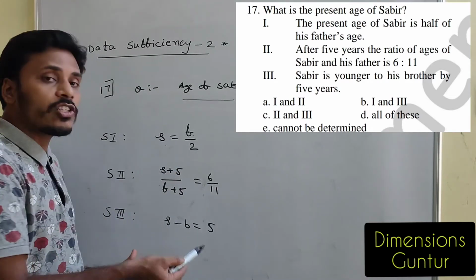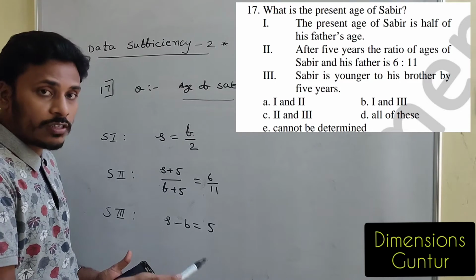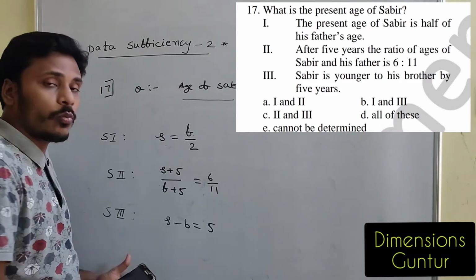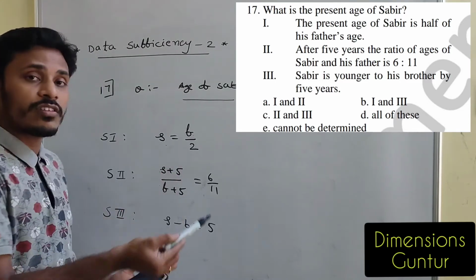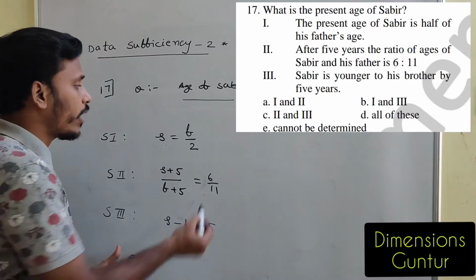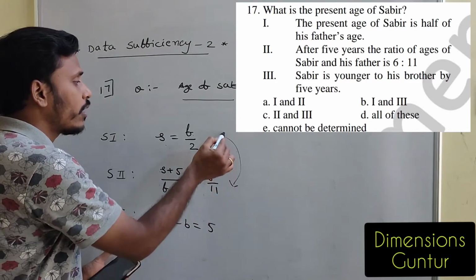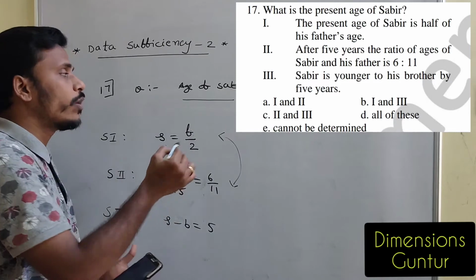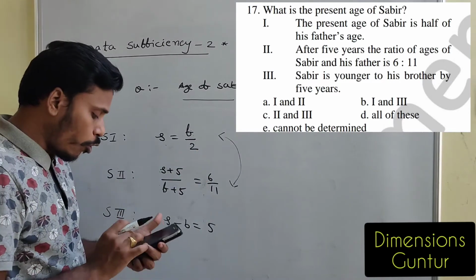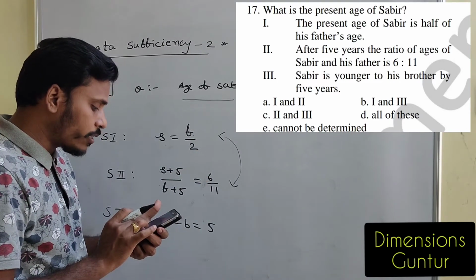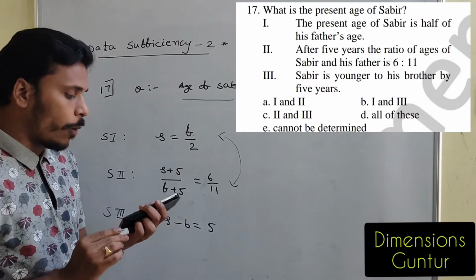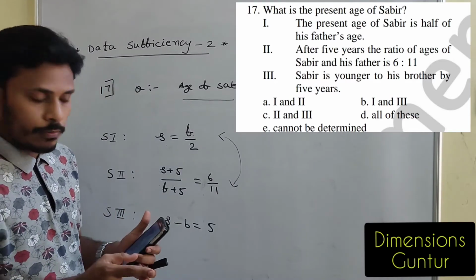But this third statement is not needed, not required, not sufficient. Why? Because here brother's age is involved, but in these two statements, brother's age is not included. And that's why if you use these two statements, easily you will eliminate F and you will get the age of Sabir. So for this problem, your answer is, you need statements 1 and 2, option A. That is the problem, right?